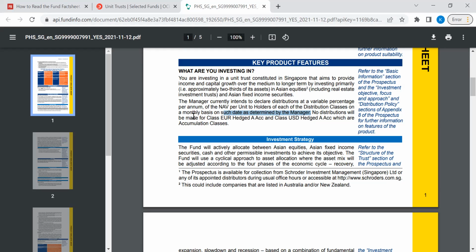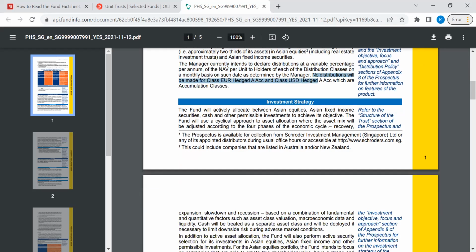No distribution will be made for these other currencies, which are in the accumulation class. Okay, this one I don't quite understand because this is something more specific to the Schroder family of asset classes. Maybe they have the same product for different currencies. This is something that I do not understand.